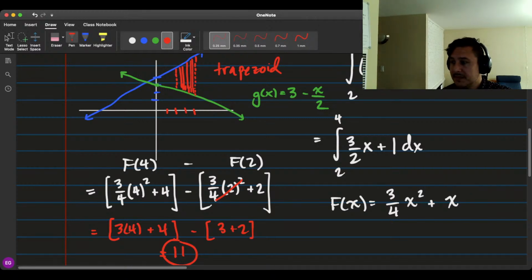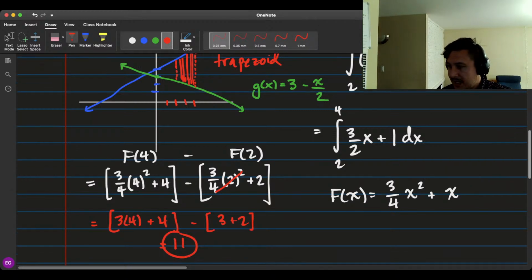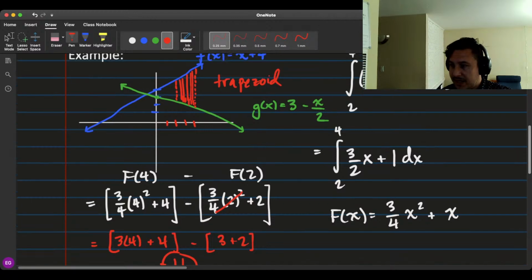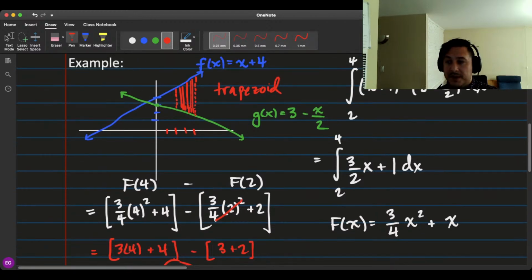Okay. So any questions on the setup or the integration that I've done so far? I highly recommend when you do this, you draw the picture to figure out the shape that you're going to get.